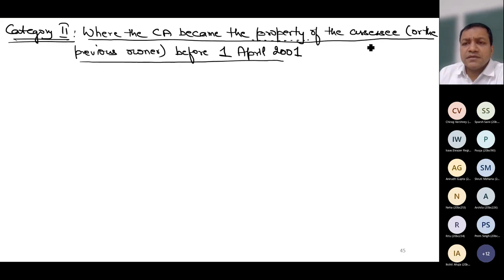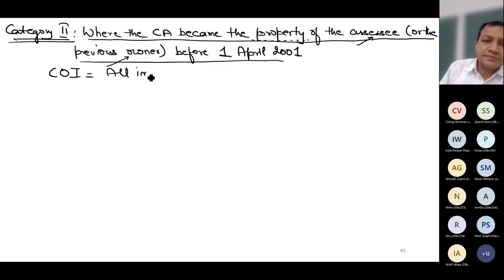So whether you have purchased the property, which means not only house property but any capital asset, before 1st April 2001, or the previous owner purchased it before 1st April 2001. All improvements incurred before 1st April 2001 are of no use. Cost of improvement is all improvements incurred on or after 1st April 2001.